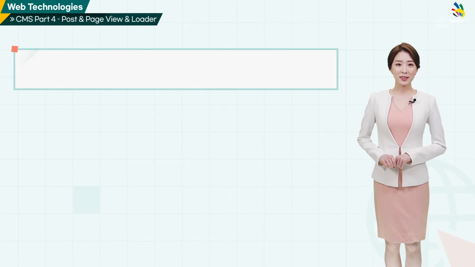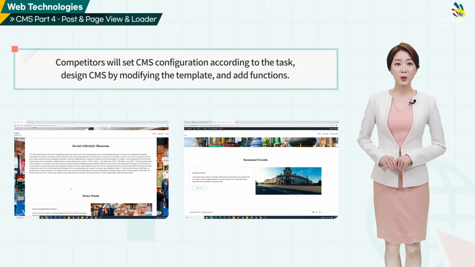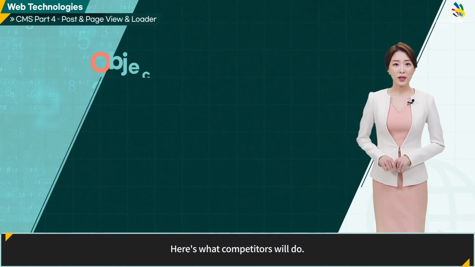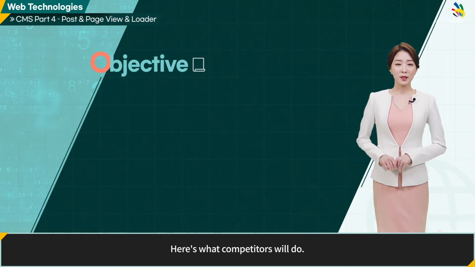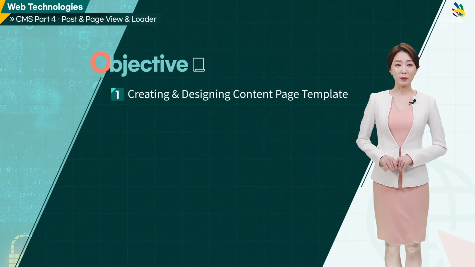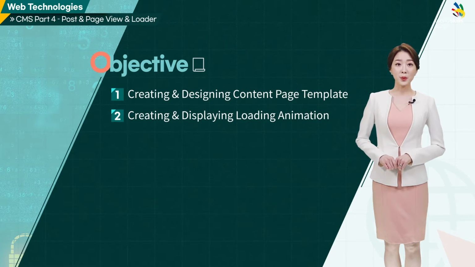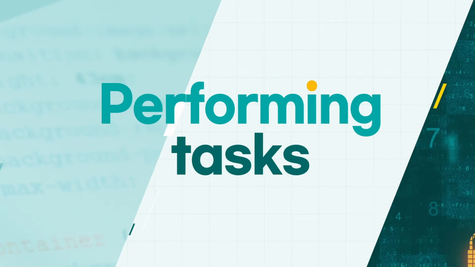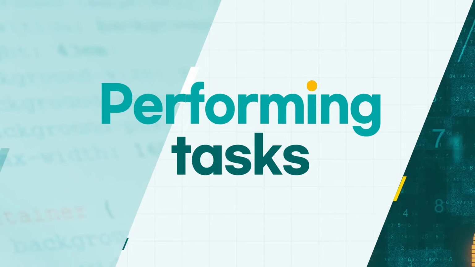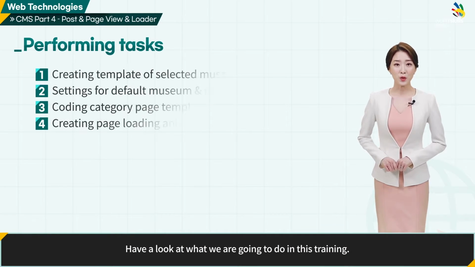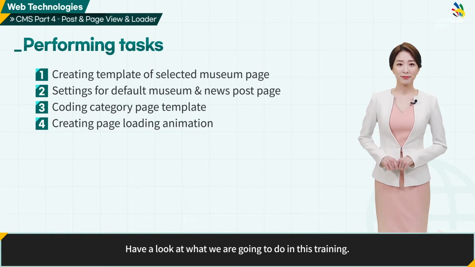Hello. Competitors will set CMS configuration according to the requirements of the task, design CMS by modifying the template, and add functions in this training. Here's what competitors will do. First, creating and designing content page template. Then, creating and displaying loading animation. Please check what you are going to perform on this task.